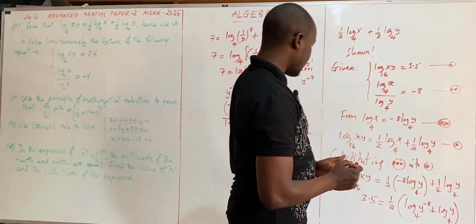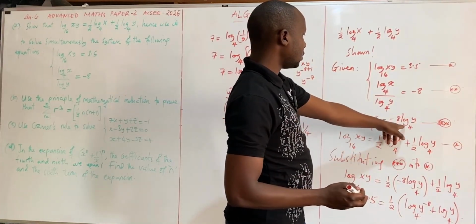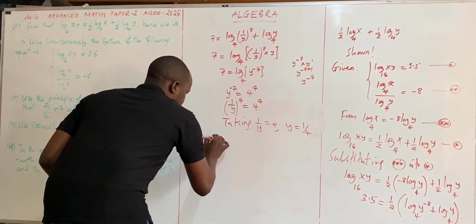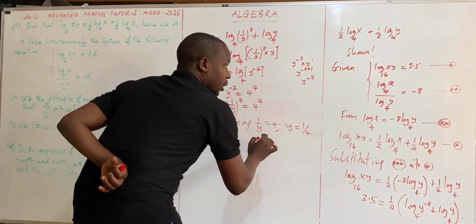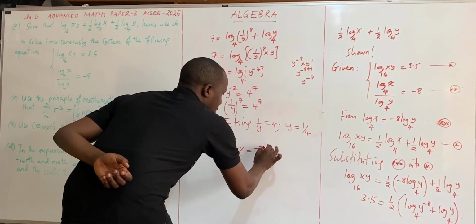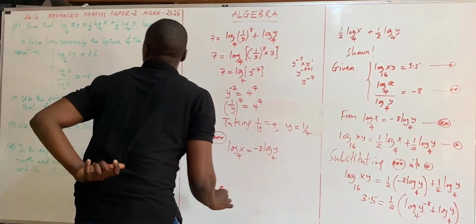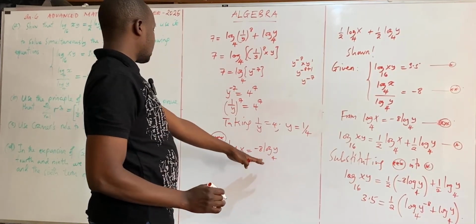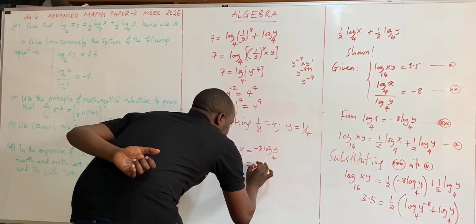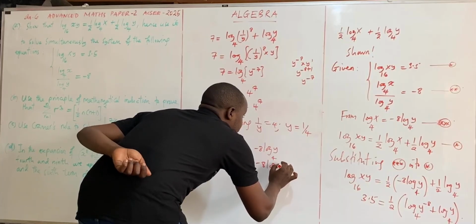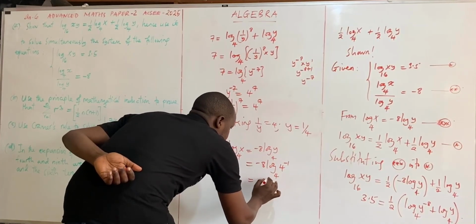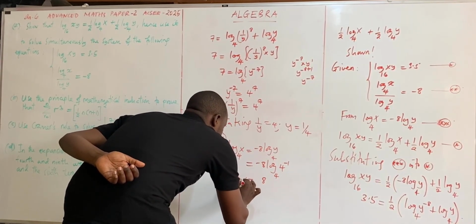Now for us to get the value of x, we go back here. From star 3, where we had log of x to base 4, which is negative 8 log of y to base 4. So here, we substitute the value of y. So we'll have this negative 8 log y. Now y is 1 over 4, the same as 4 raised to negative 1. So here we end up getting 8 positive. And here is log of x base 4.